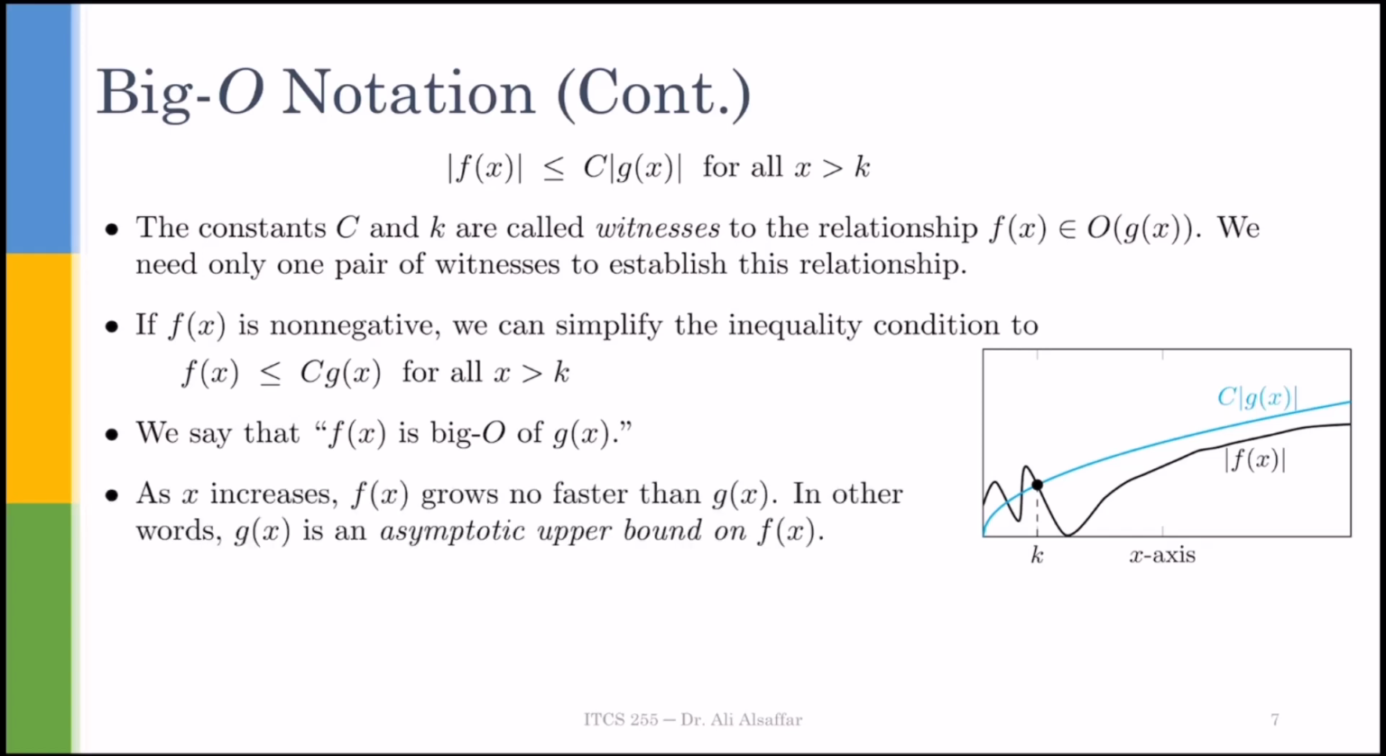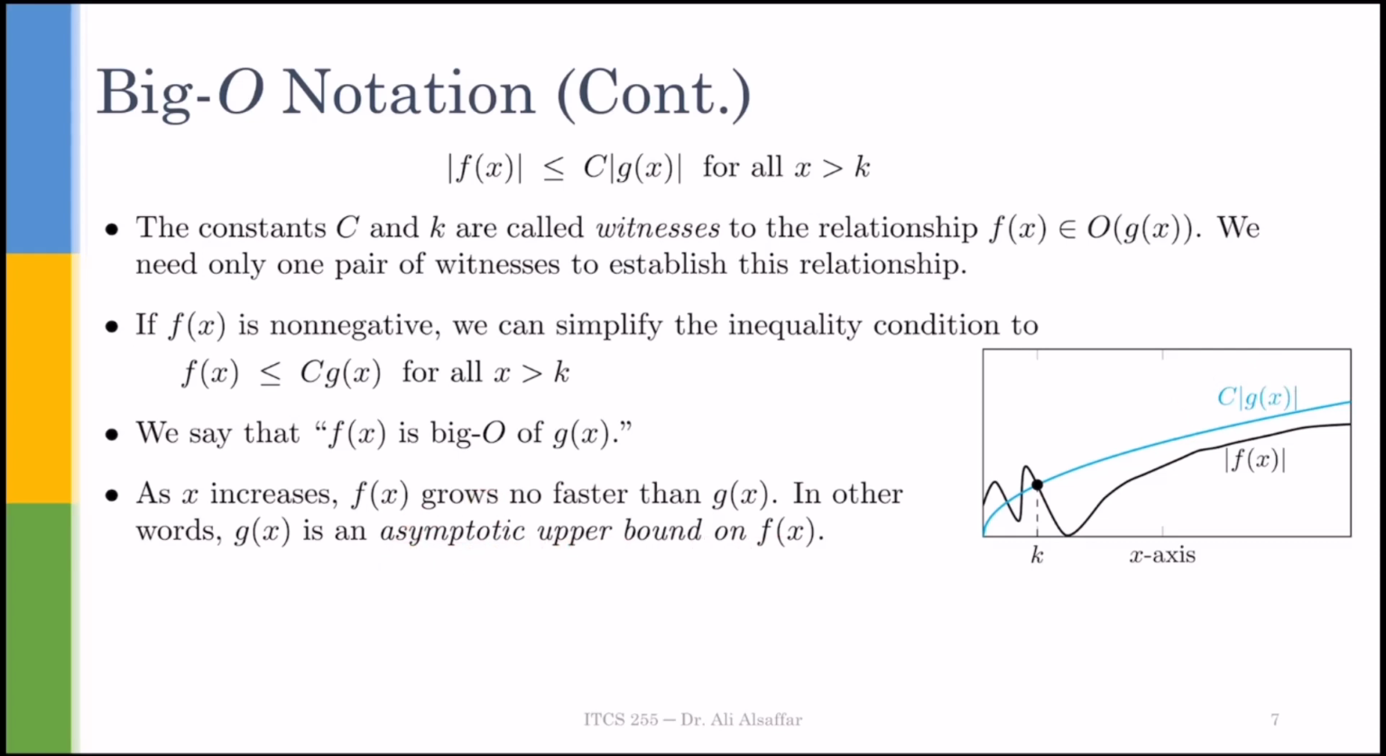And this is how we can describe the relationship between g of x and f of x. It says that as x increases, f of x grows no faster than g of x. That means O of x can never go above the curve for g of x. In other words, we say that g of x is an asymptotic upper bound.